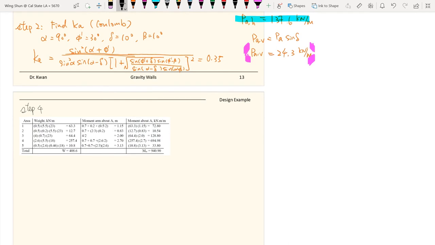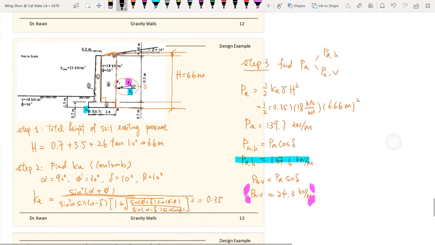So we look at the weight and moment at point A. We have different areas identified from our design.